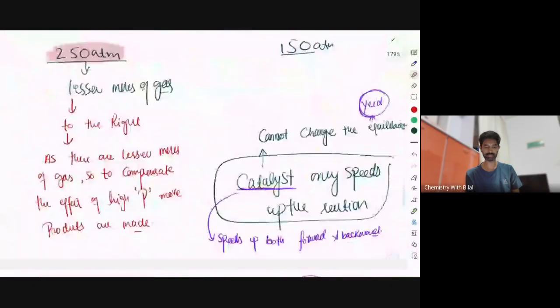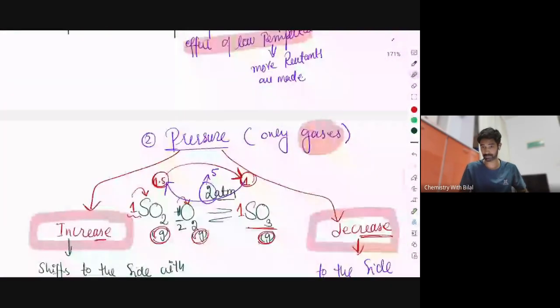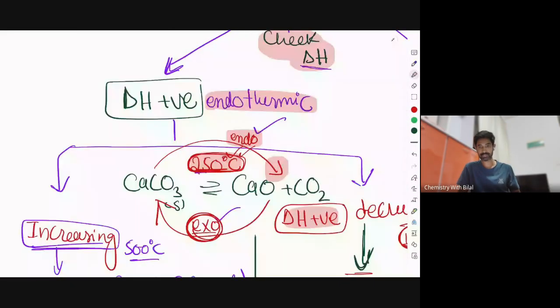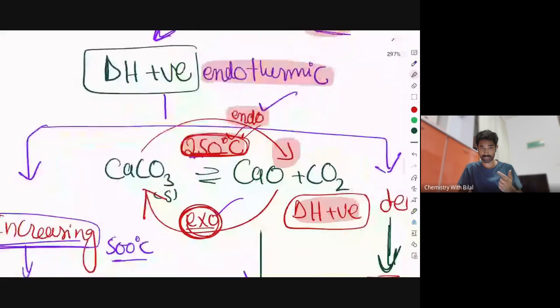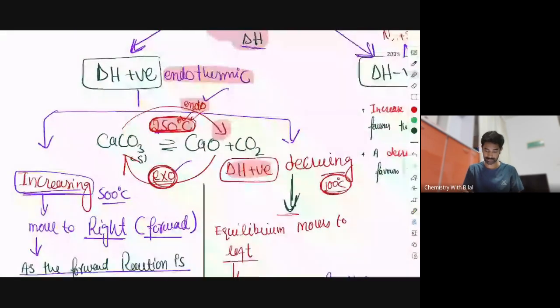So let's get started with the redox reaction. So, you know, we were talking about the factors that affect the reversible reaction: temperature, pressure, and concentration. How does the temperature affect the equilibrium? You must check the delta H. If it is positive, you then check if the temperature is increasing or decreasing. If the delta H is positive and you are increasing the temperature, the equilibrium moves to the right side to absorb the excess heat. That's it.